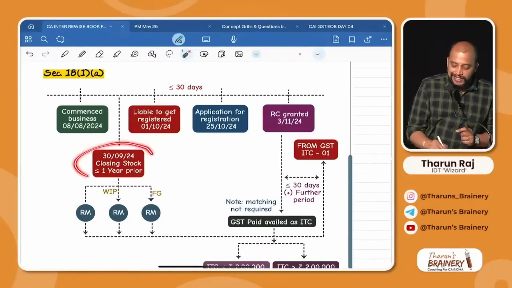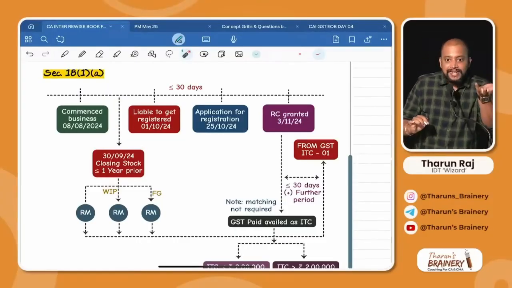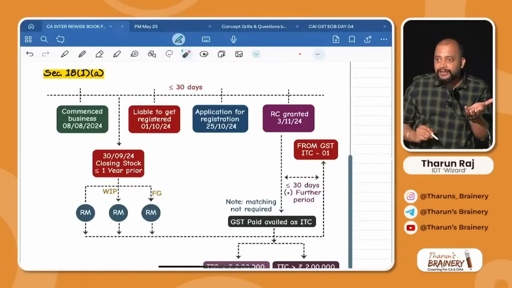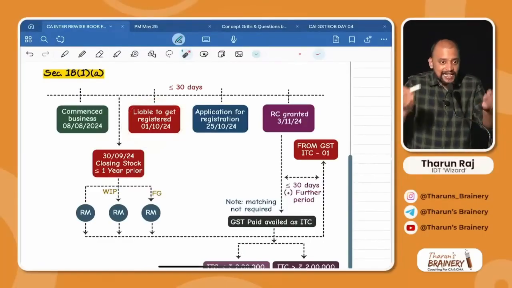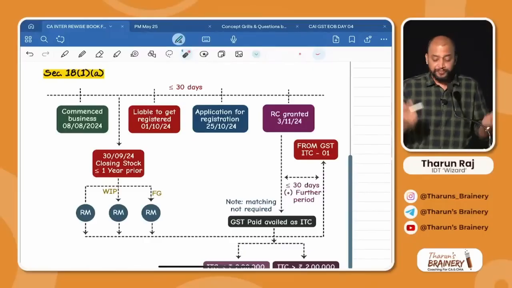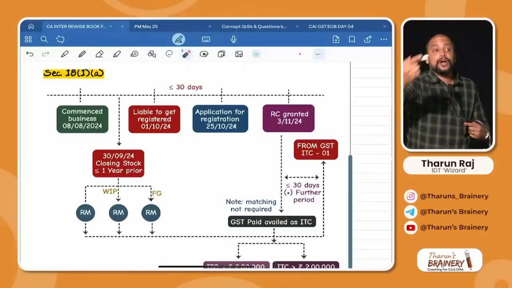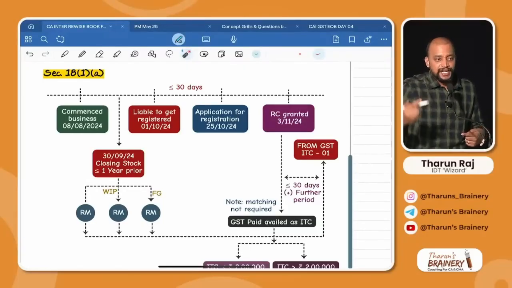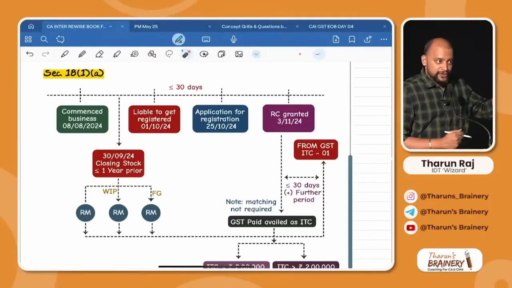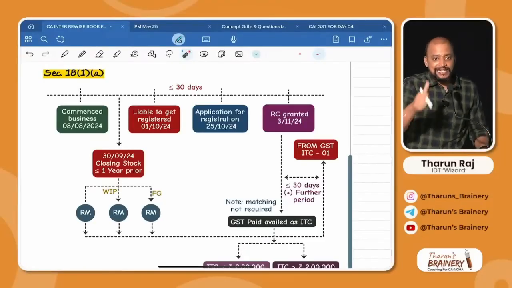Before 1/10, that is 30/9/2024, there is some closing stock. On that closing stock, he would not have taken ITC. Why would he not have taken ITC? Because only now is he liable to get registered, which means at that time he was an unregistered person. An unregistered person cannot take ITC. But now, as and when he becomes liable to get registered, he starts making outward supplies and needs to pay GST. Using this closing stock only, he will make outward supplies. Due to that reason, on this closing stock, whatever GST was paid and not taken at that time, now we can take as ITC. Is it clear or not?